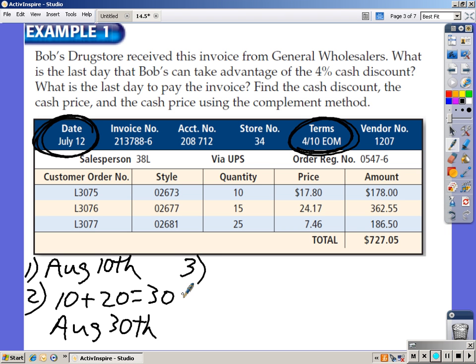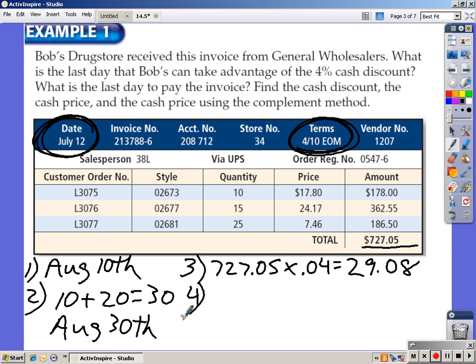Question 3 states to find the cash discount. Well, my total for the invoice is $727.05. So 727.05 times 0.04. Okay? Plug that in the calculator. And you get $29.08.